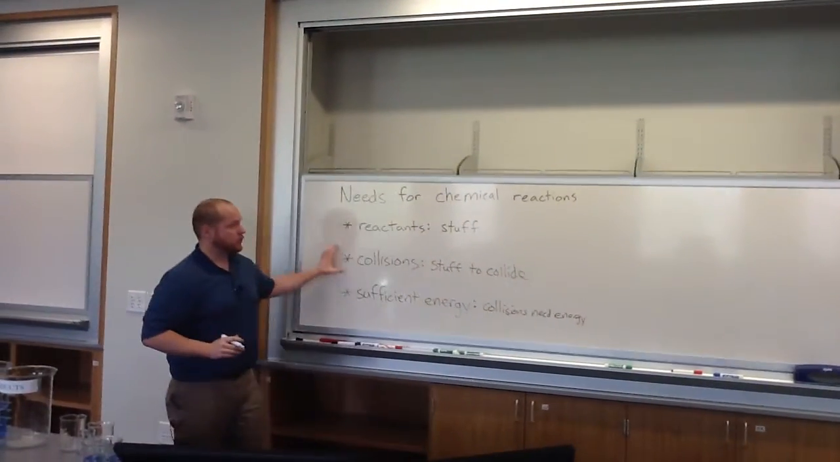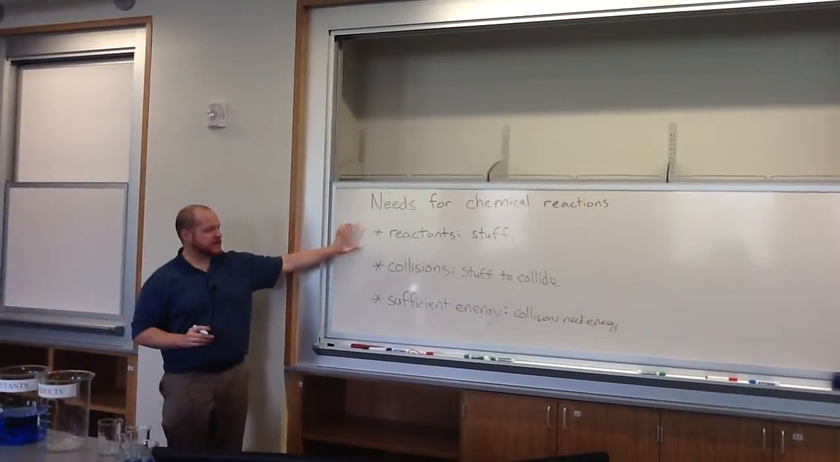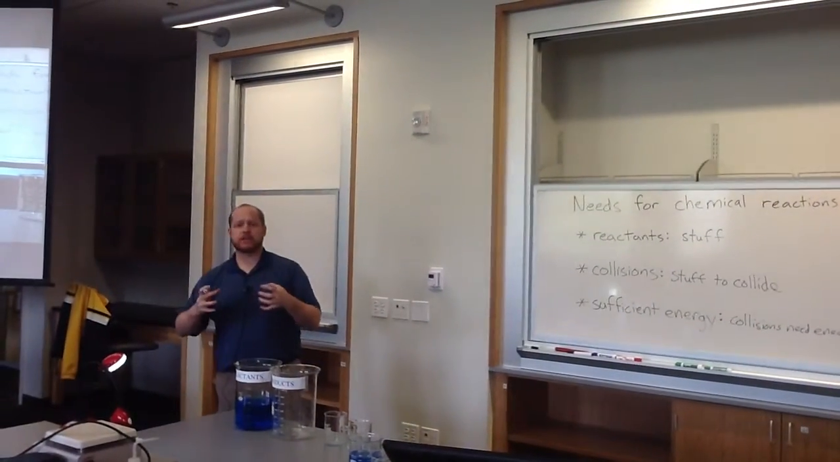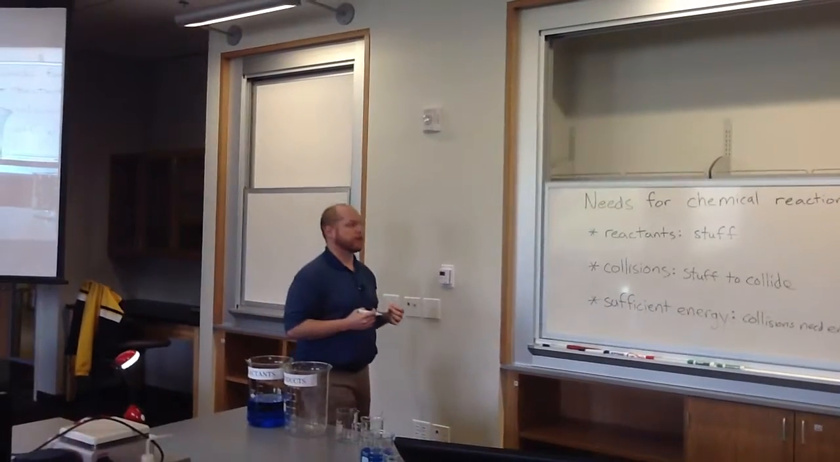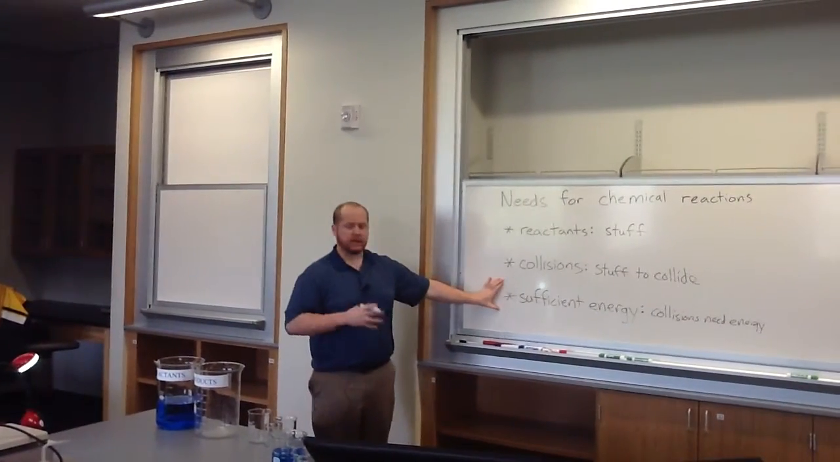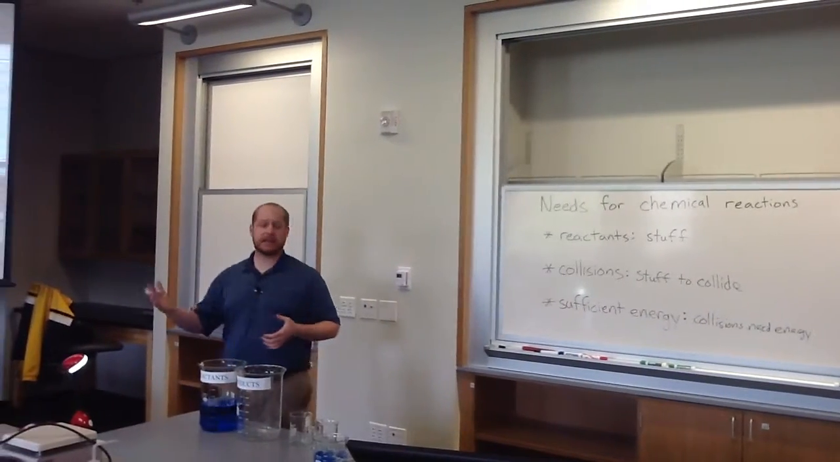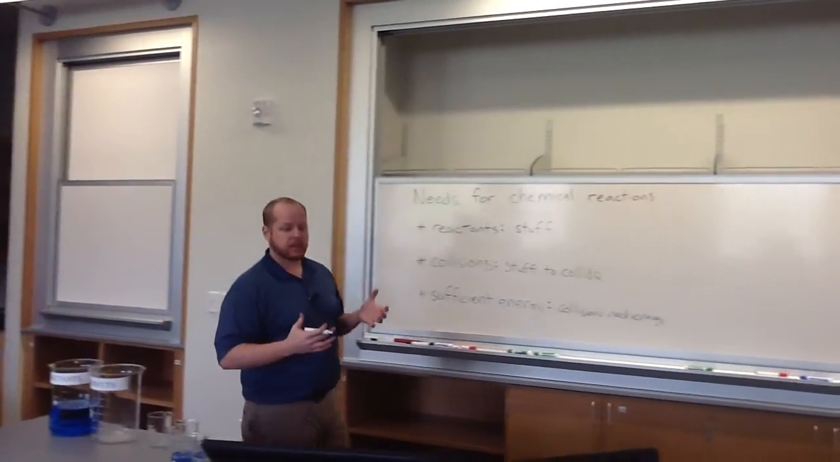So for a reaction to take place, we need stuff. We need that stuff to collide. We need the stuff to collide with enough energy to break bonds and form new ones. But throughout the world, there are lots of different types of reactions. Reactions that occur quickly, reactions that occur slowly.